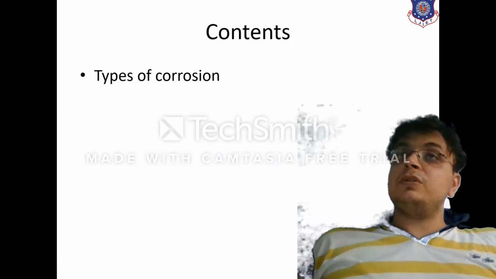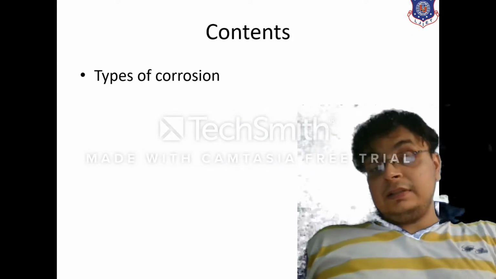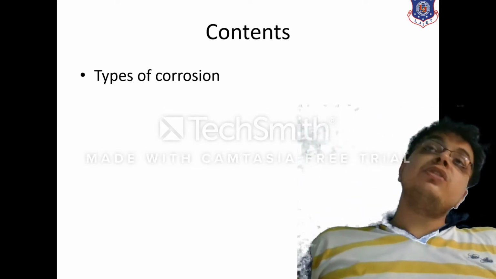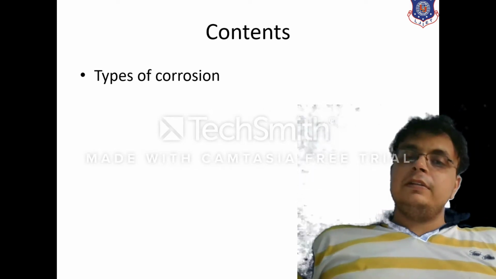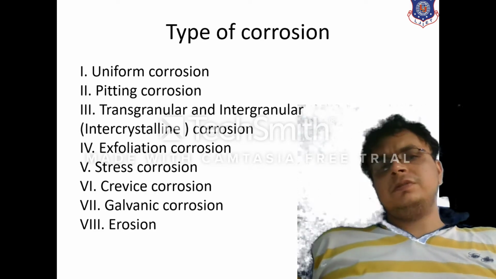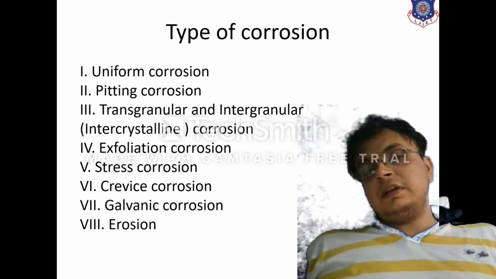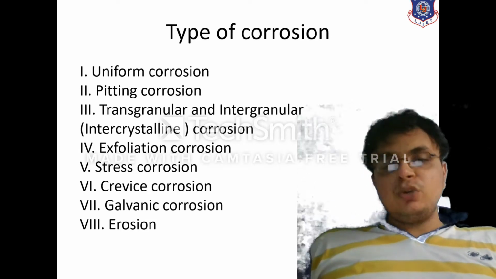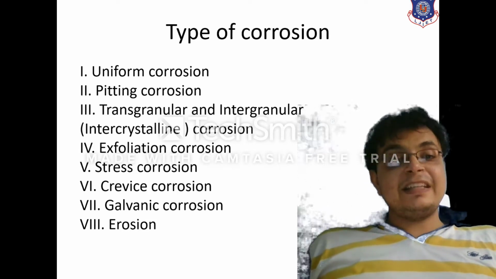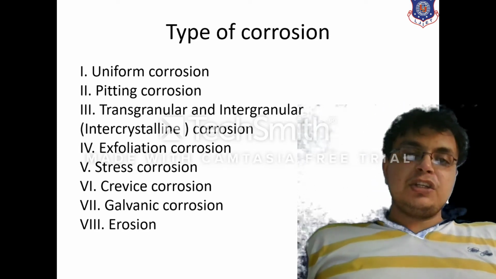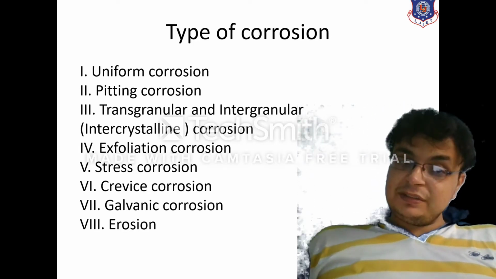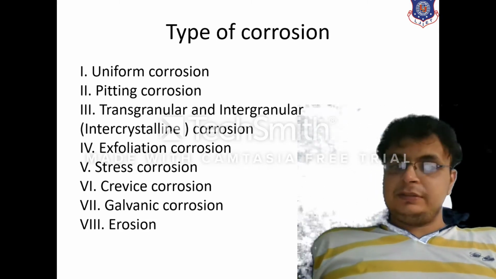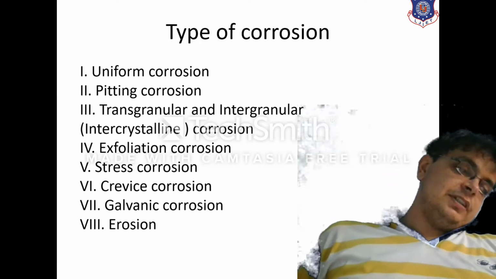That is the types of corrosion. In the last session we discussed corrosion. Now we are discussing the types of corrosion. Here is the list: uniform corrosion, pitting corrosion, transgranular and intragranular intercrystalline corrosion, then exfoliation corrosion, stress corrosion, crevice corrosion, galvanic corrosion, and erosion. So these are the types of corrosion.